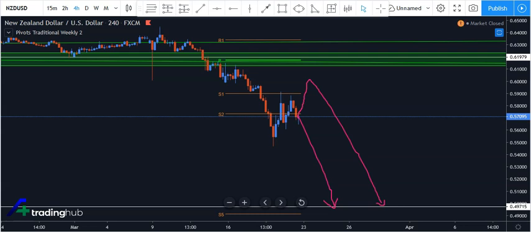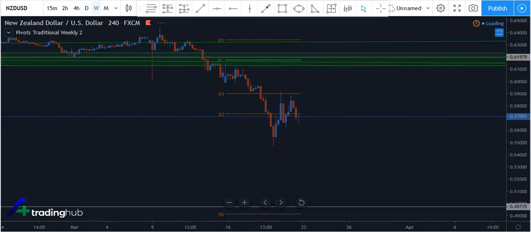Alright, so if I don't see price breaking below this bottom here, I'll wait for price to push up. So I see something like a bearish flag, something like this. Price pushes up again, retests, then I'll sell to the bottom there. So that is your forecast on NZD USD.